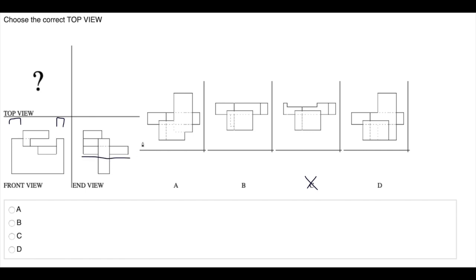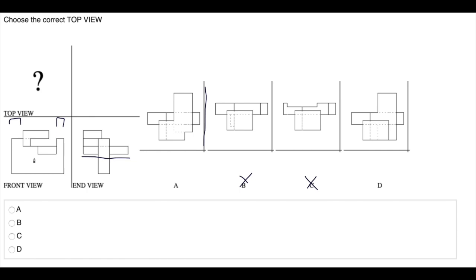So I'm looking at the end view and I see that the length should be about the width of that rectangular box, and in A, that's about the same. B, it's too small, so it can't be B. And in C, it couldn't be C, but we already marked it out. So it's between A and D now.